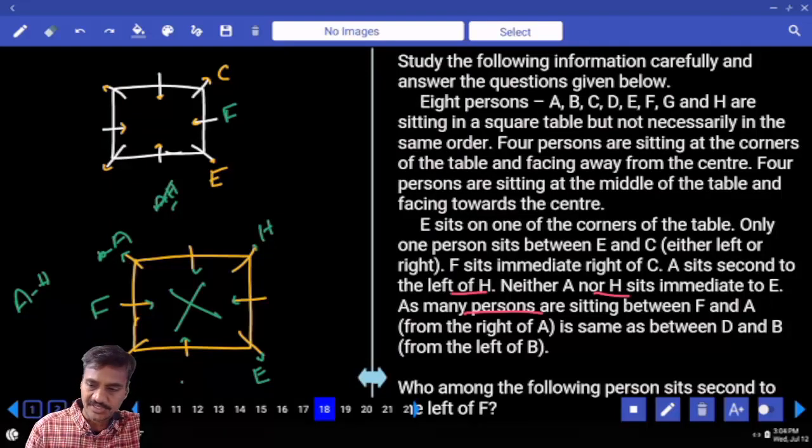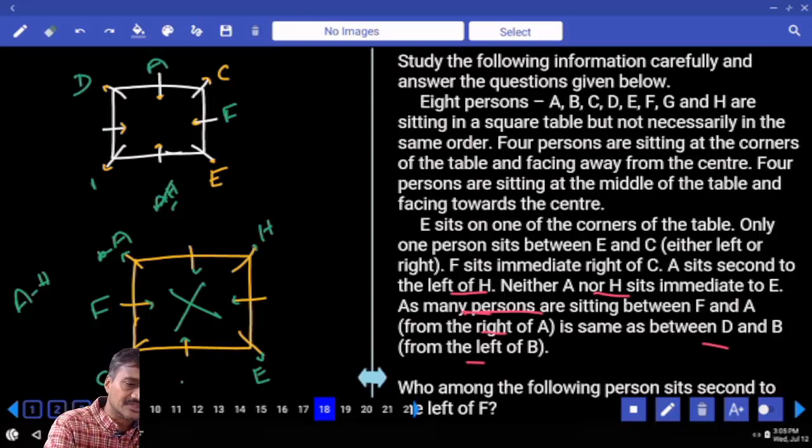Neither A nor H, as many persons between A and F from the right of A. Now A and F, can you take A at this place? From the right of A, how many persons? Now 1, 2, 3, 4, 5. And again we need to have 5 persons between D and B. That means D and B must be in alternate places. Because A and F are alternate, D and B must be alternate. Now D and B alternate, D is here, B is here, isn't it?